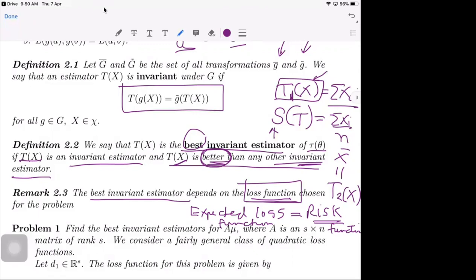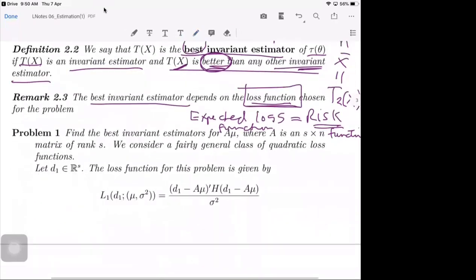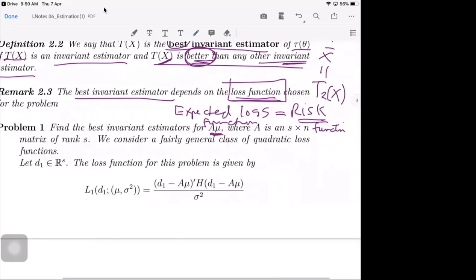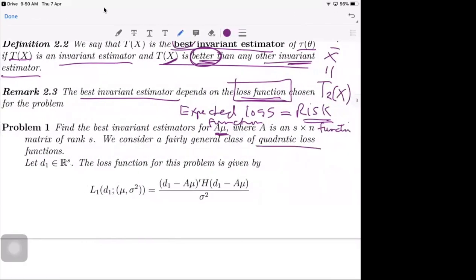So let's consider these problems of finding the best invariant estimator for A mu. A here is an S by N matrix of rank S. And we consider a fairly general class of quadratic loss function. So we just divide it by sigma square here.